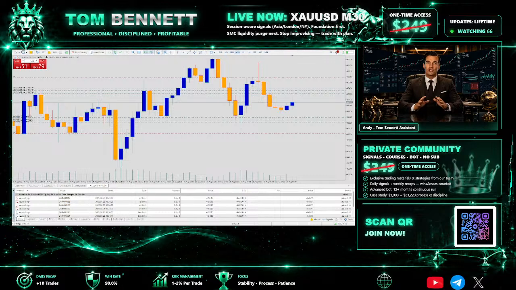This is why our approach inside the private community is not just to say buy or sell. We map the important XAUUSD zones first. We look at daily levels, intraday liquidity, USD context, and where price is most likely to react.